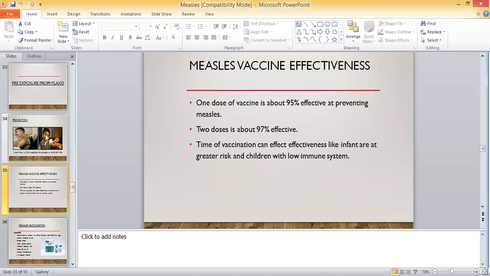But in an outbreak situation, this vaccine can be given prior to 9 months, up to 6 months for the first dose. In Pakistan, the second dose is given at 15 months. But in an outbreak situation, if the first dose is given at 6 months, then the second dose can be given 1 month after the first dose, at 7 months. Or if the first dose is given at 8 months, the second dose can be given at 9 months. So a minimum 4-week gap is very necessary between the first and second dose.